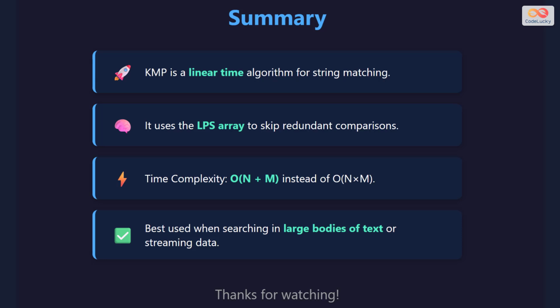To wrap up, KMP is a linear time algorithm that revolutionizes string matching by avoiding redundant comparisons. By preprocessing the pattern into an LPS array, it searches large texts efficiently and elegantly. It is a fundamental algorithm every developer should understand.